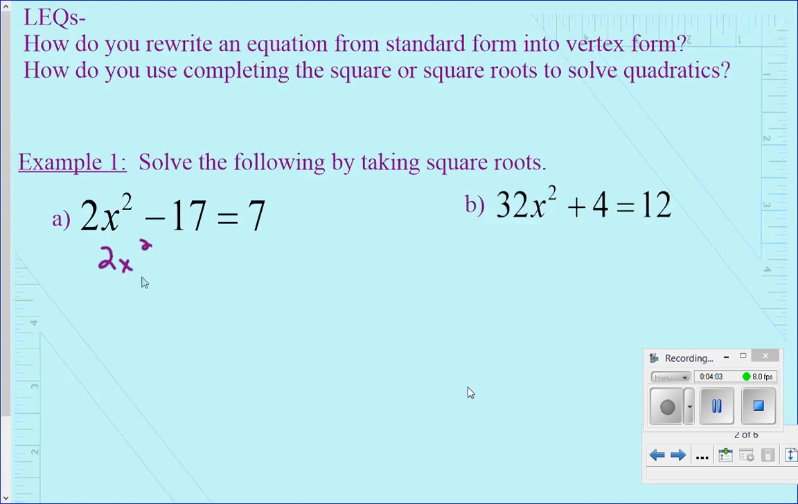So if I add 17 to each side, I'm getting 24. I still can't take the square roots yet. I need to get rid of that 2. So dividing both sides by 2 gives us x squared equals 12. Now I'm ready to use the square roots technique, which means take the square root of each side. So on the right, we can simplify the square root of 12. We know that's 2 root 3.